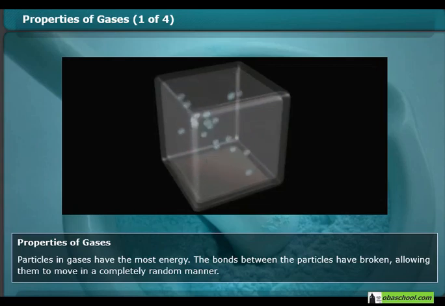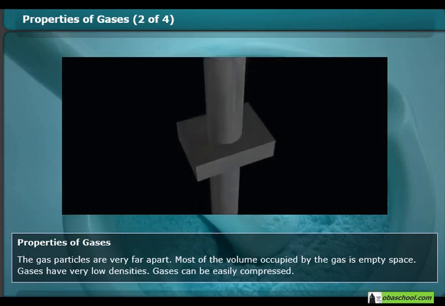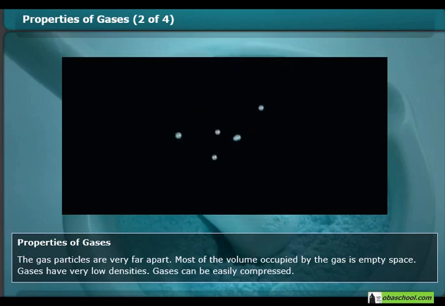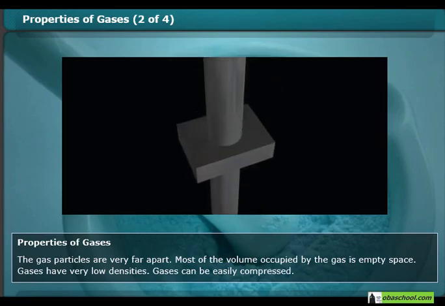Particles in gases have the most energy. The bonds between the particles have broken, allowing them to move in a completely random manner. The gas particles are very far apart. Most of the volume occupied by the gas is empty space. Gases have very low densities. Gases can be easily compressed.